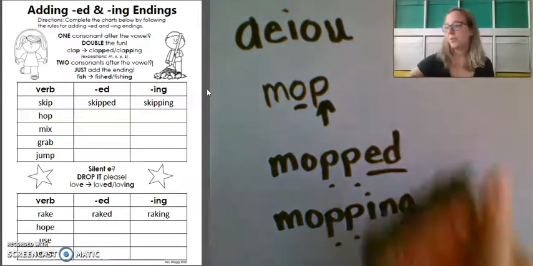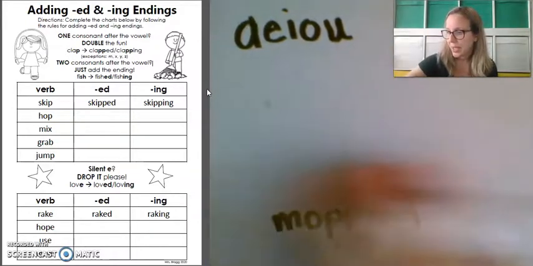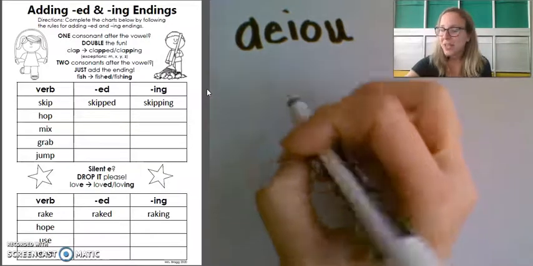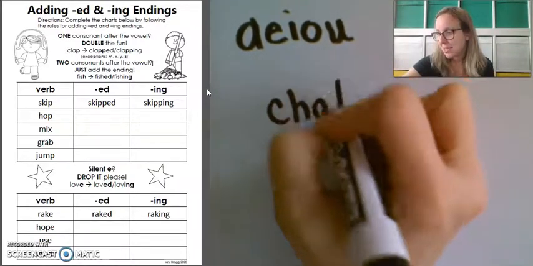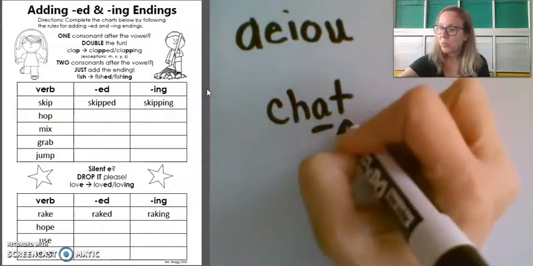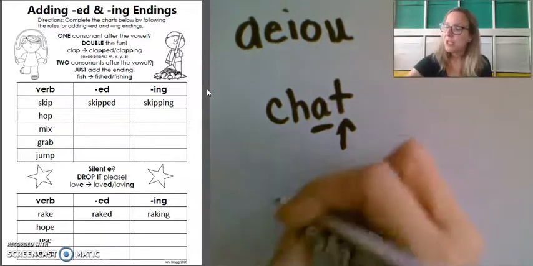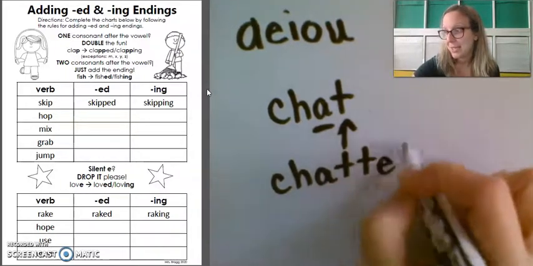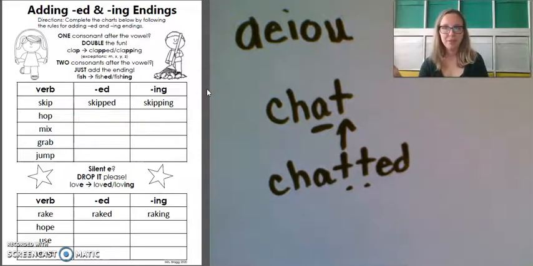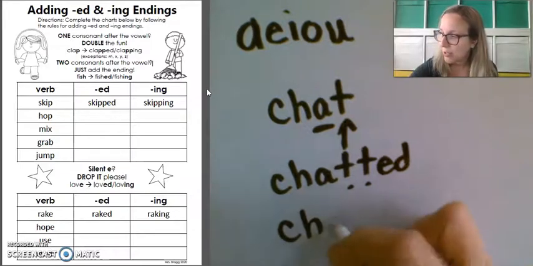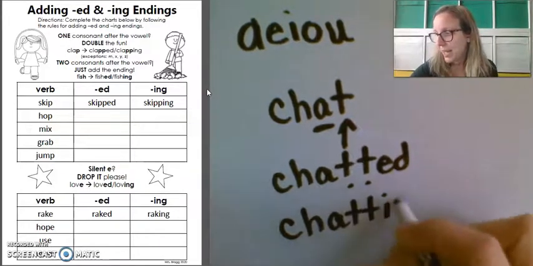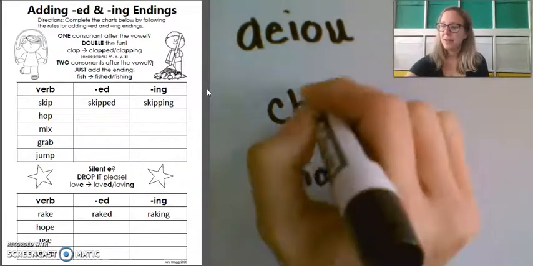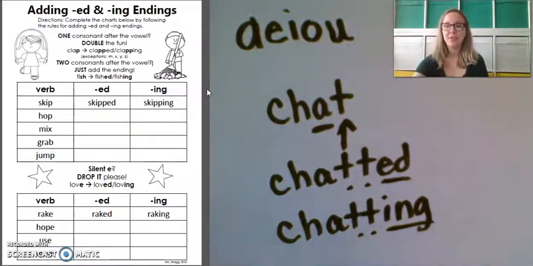Let's try another one using that rule. Okay? Let's take the word chat. Okay? You like to chat with each other. So if I have the word ch, at, here's my vowel, and I have just one consonant after that vowel. So when I write the word, today we chat, yesterday we chatted, you double your final consonant, and tomorrow we will be chatting. Again, make sure before you add your ending that you double that final consonant if there's only one consonant after the vowel.